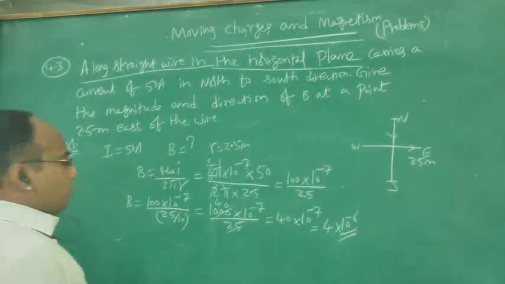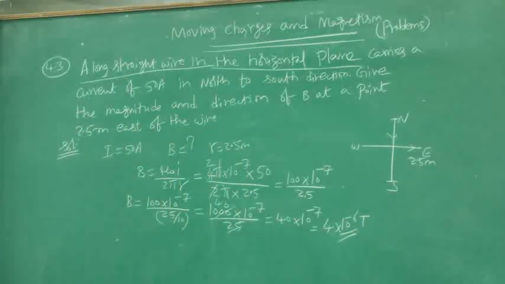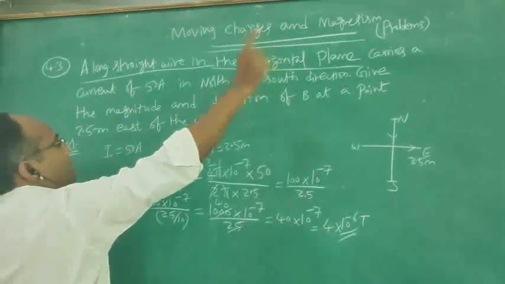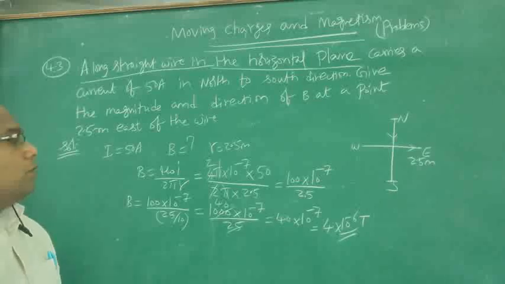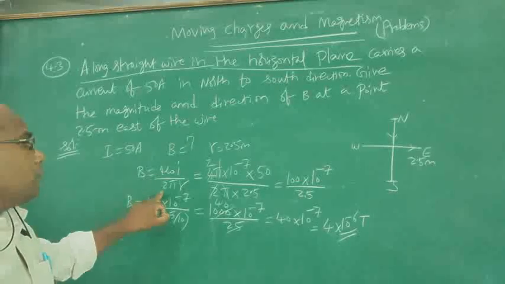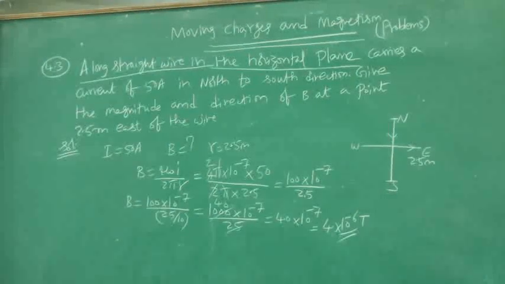So the magnitude of the magnetic field is 4 into 10 to the power of minus 6, and the unit is Tesla. Here they are asking about a long straight wire in the horizontal plane. For a long straight wire, this is the formula: B is equal to mu naught I divided by 2 pi r.